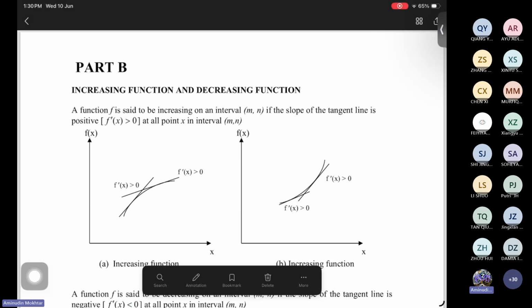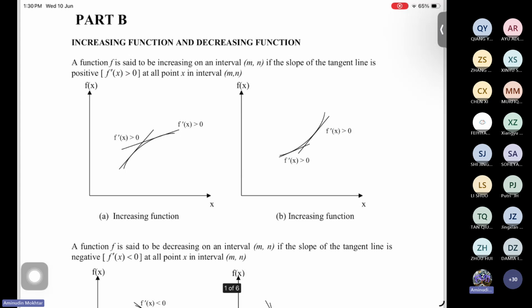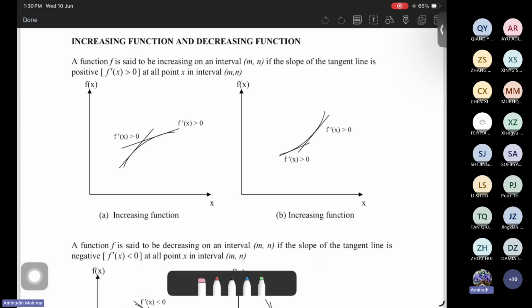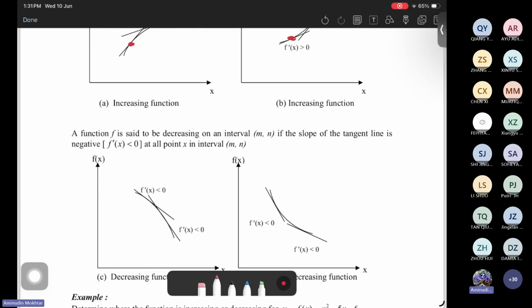The increasing function refers to the situation when the slope of the tangent line is positive. If you refer to the previous example, if you find the slope of the tangent line is positive at the interval, at all points of x where the slope is positive, we can conclude that in that area the function is increasing. That's one of the concepts.